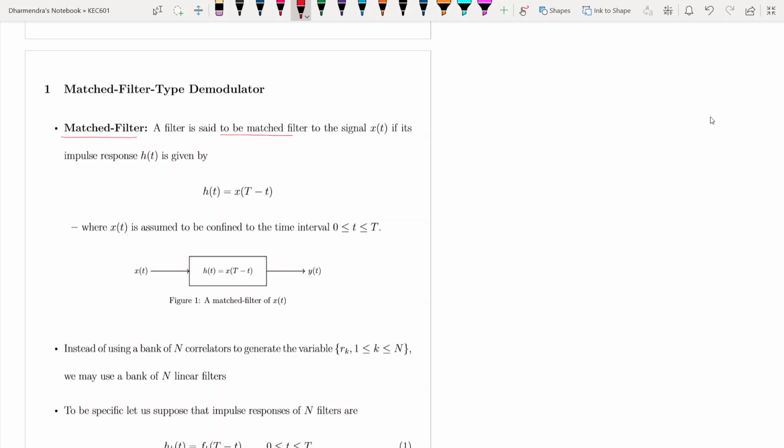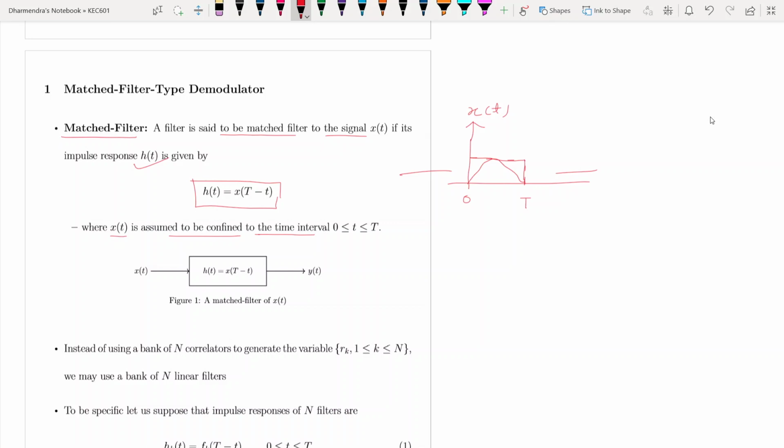A filter is said to be the matched filter to the input signal x of t if its impulse response h of t is given by this relation: h of t equal to x of capital T minus small t, where x of t is assumed to be confined to the time interval 0 to T. It means your signal x of t should be defined in this interval, like this. Outside this interval, it should be 0.